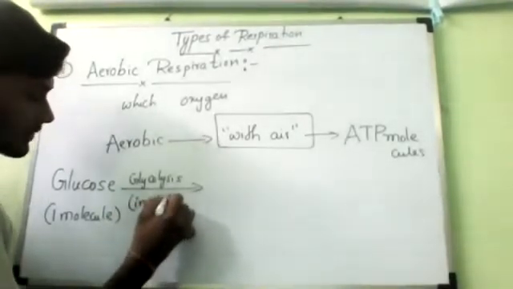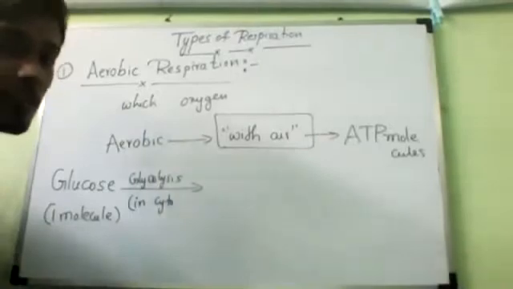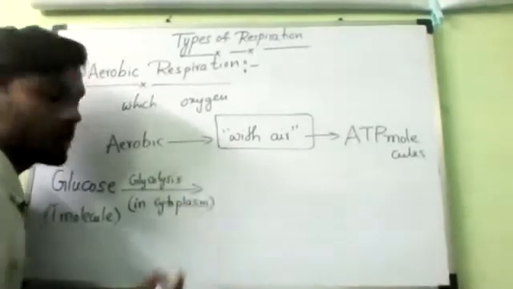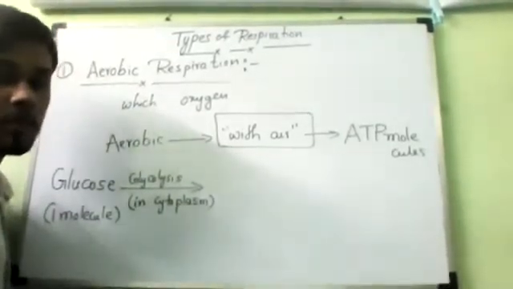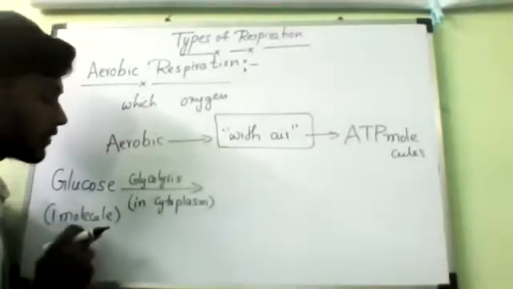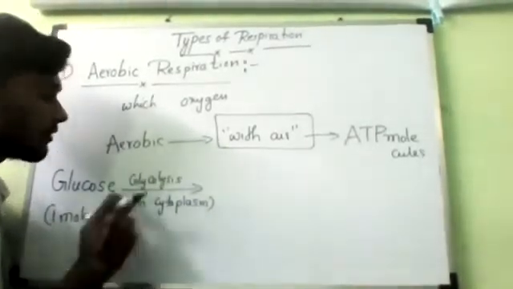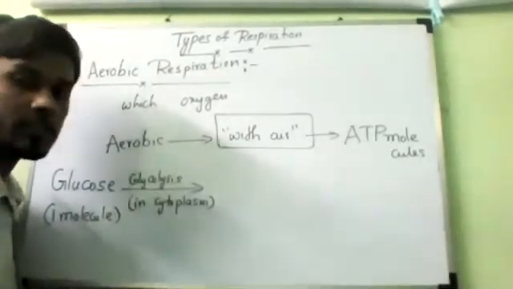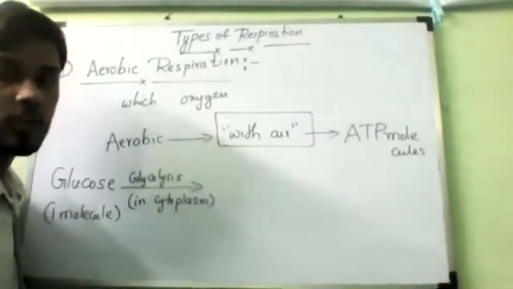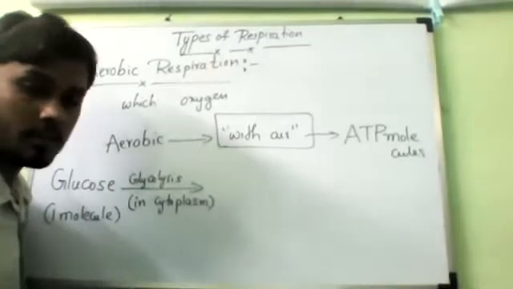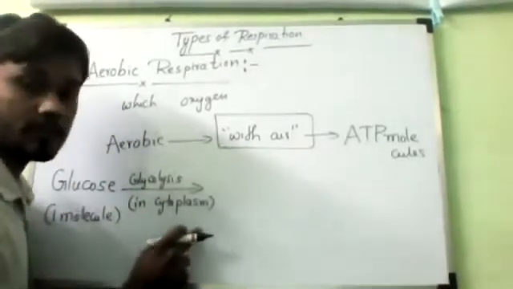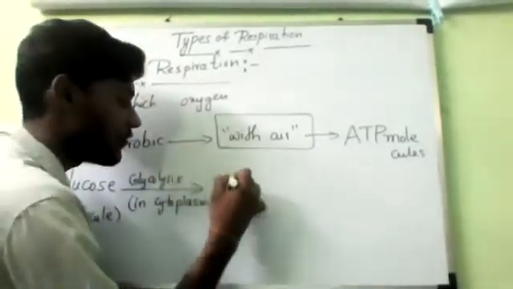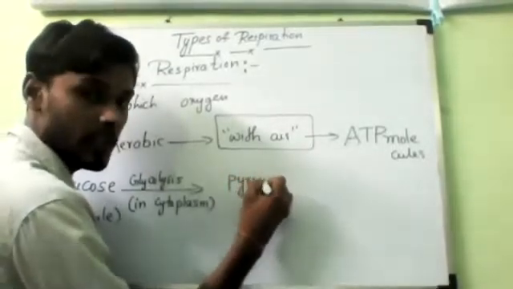Where will it take place? Glycolysis will take place in the cytoplasm. Do you remember I have taught you? One molecule of glucose first undergoes the process called glycolysis in the cytoplasm. What will glycolysis give you? Two molecules of pyruvic acid. Do you remember?